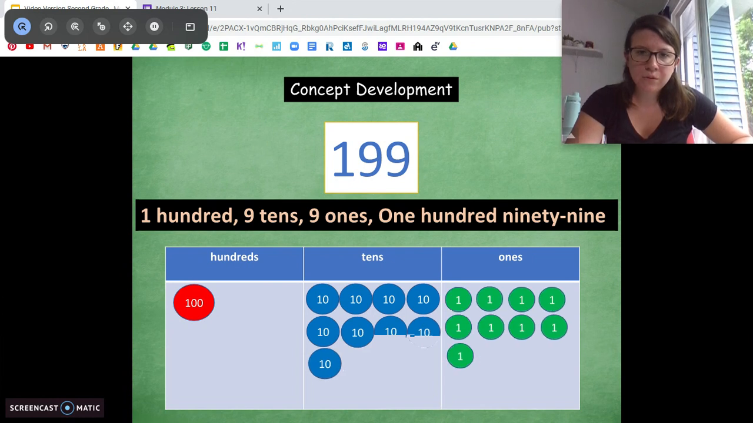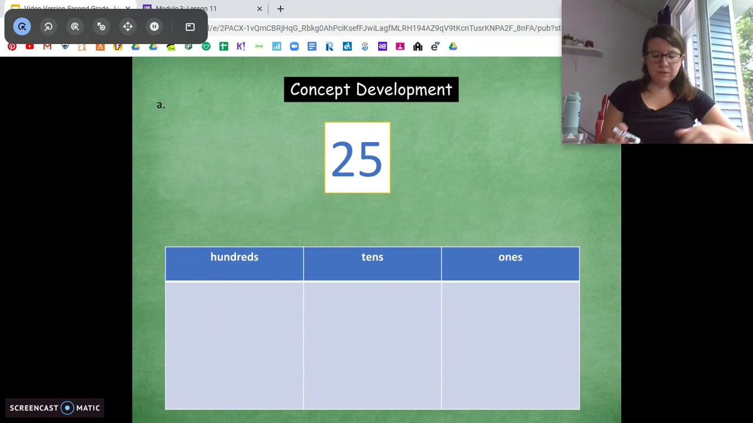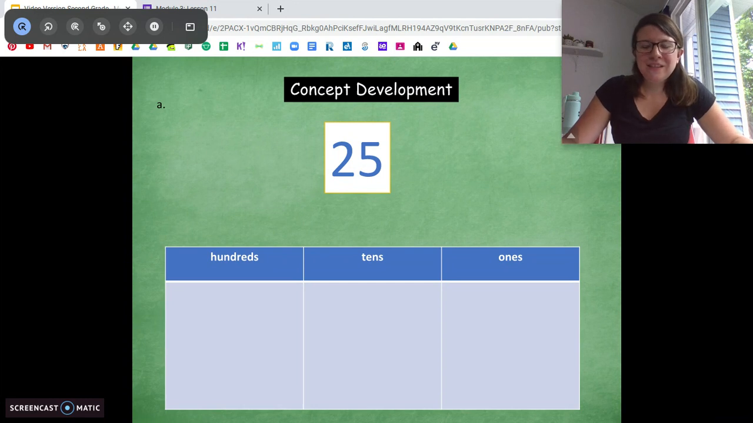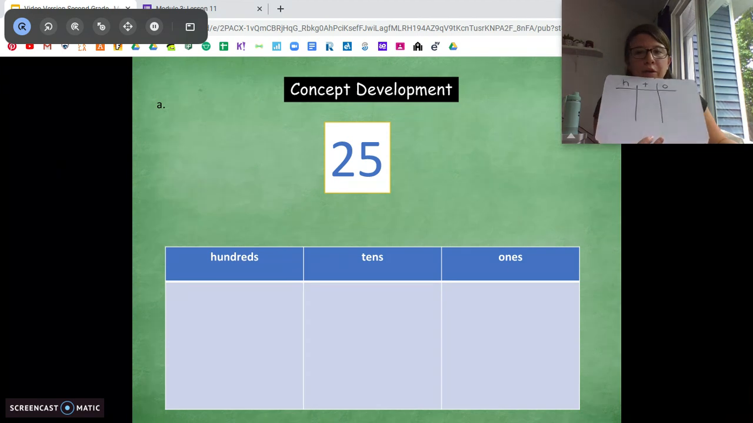All right, I'm going to skip this one. I want to get to, okay, try this one. I want to get to the juicy stuff. You're going to show me it on your place value chart with place value discs. Okay, pause and do that, and then come back when you're ready.